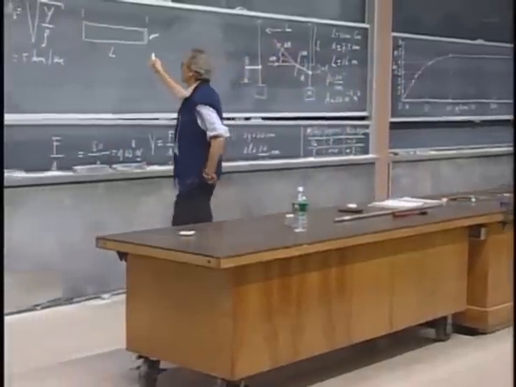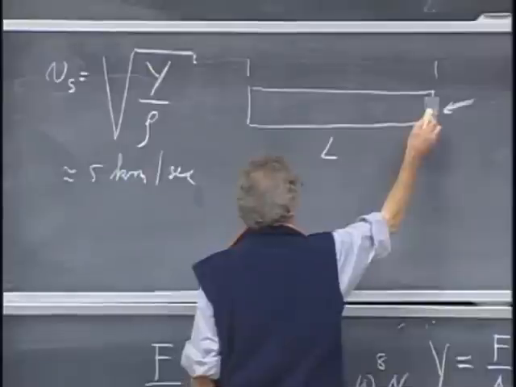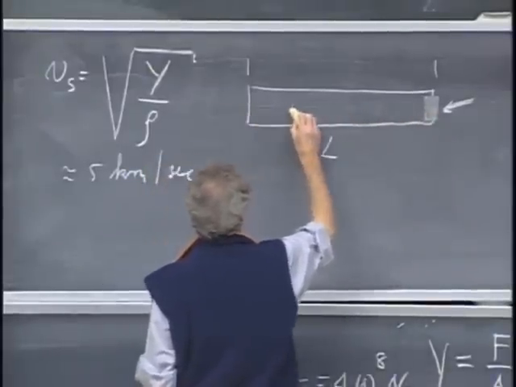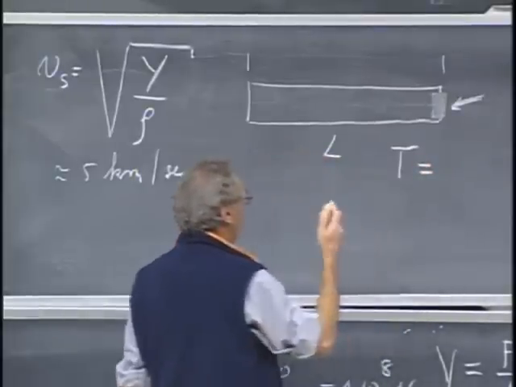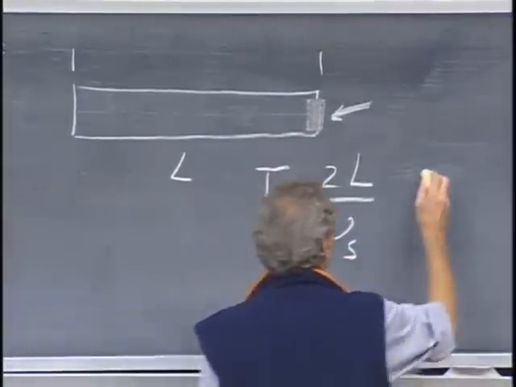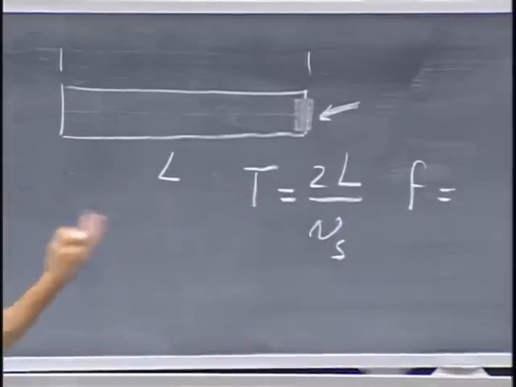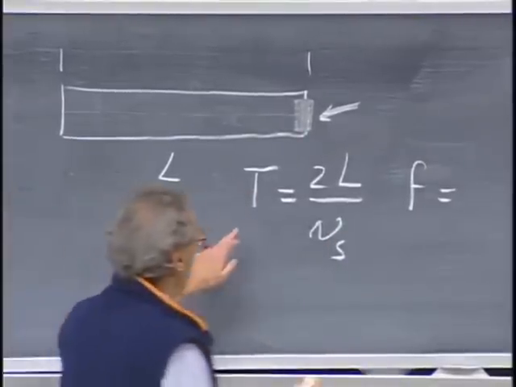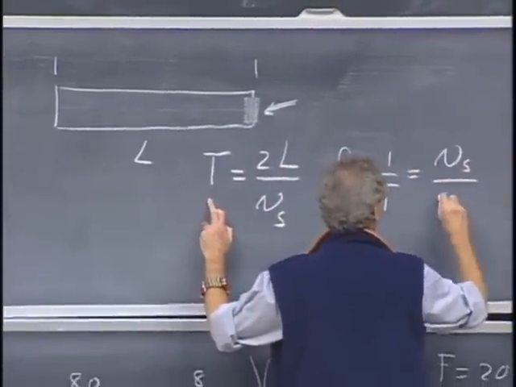If this bar has a length L, this pressure disturbance will start to move to the left, and then it will come back here. So it will have made a complete journey, which I call the period. It has made a complete journey in 2L divided by the speed of sound seconds. And so the frequency of this bar, the frequency at which it would like to oscillate when I give it a bang, is 1 over T, and that is the speed of sound divided by 2L.